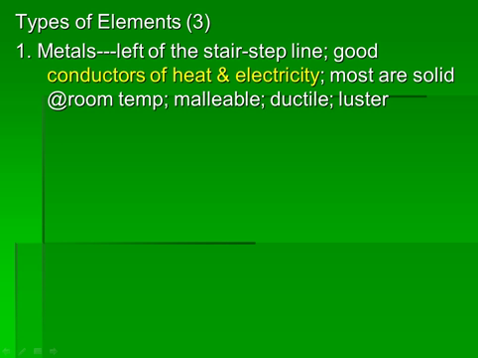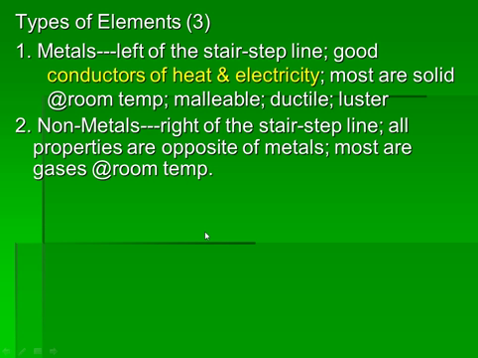Ductile means it can be pulled out and become a wire. And luster means it's shiny. So we like those silver, gold, platinum things because they're nice and shiny and, well, they have bling. So that's the characteristics of a metal. Know that the definition of a metal is the ability to conduct heat and electricity. And then metals have the following properties. Most of them are solids at room temperature. They're malleable, they're ductile, and they have luster.